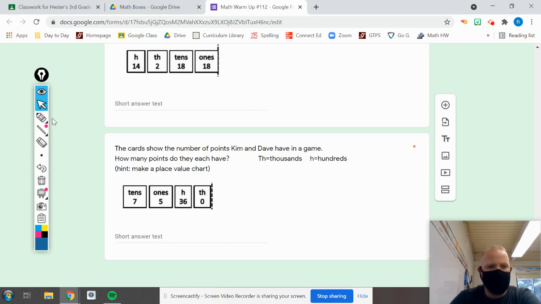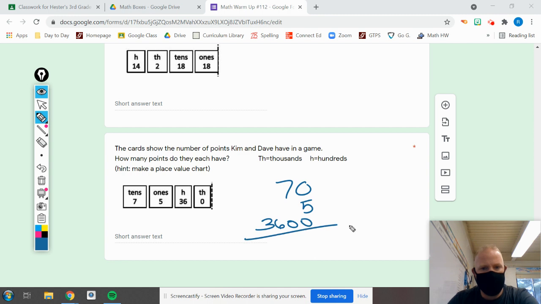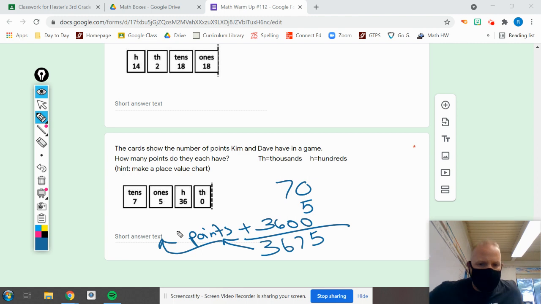Moving down to the next person. So the next person has 7 tens, 1 zero, 5 ones, no zeros, 36 hundreds, 2 zeros, and 0 thousands. So we're not putting anything for thousands. 5 plus 0, 7 plus 0, 6 plus 0, 3 plus 0. Don't forget, put points and then put the number as well. So how many points? 3,675 points.